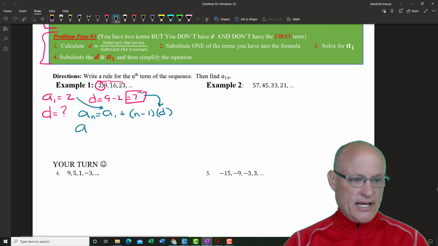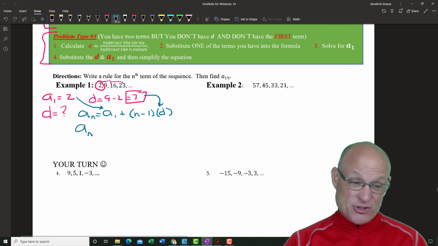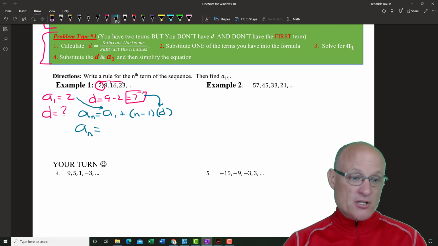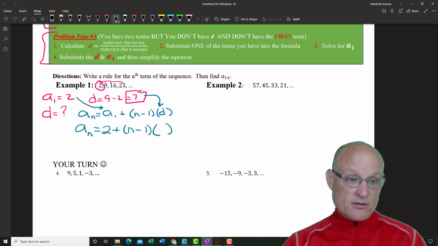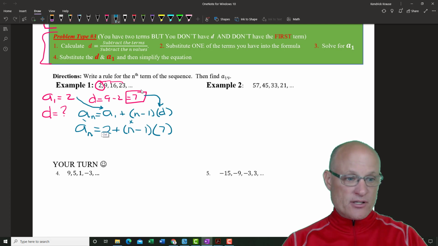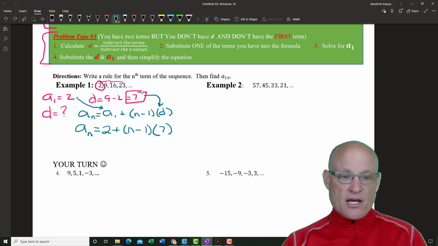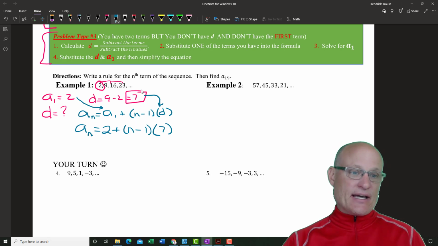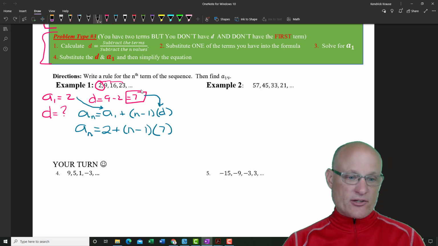So here we go. A sub n, get used to listening to it and saying it that way. 2 plus n minus 1 times 7. You can think of this as being the x, and this as being the f of x or the y. But we don't use that notation in arithmetic sequences. So you sometimes can leave it like that. I just don't like to. I like to distribute the 7.